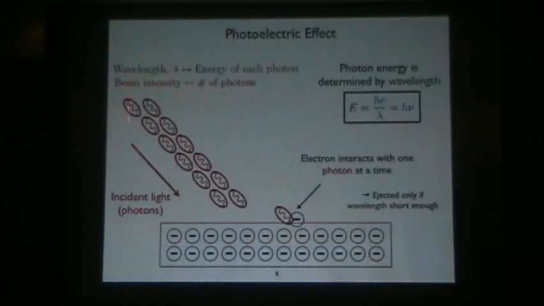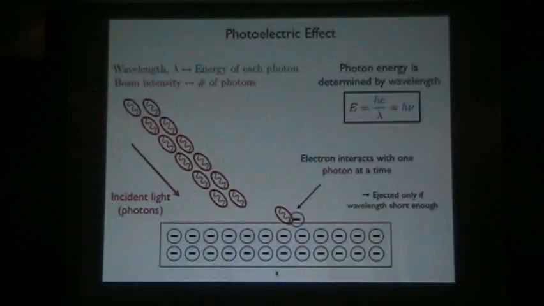Now, if I shine a high intensity beam on the metal, I'm shining many, many, many photons. And Einstein said, well, each electron is going to interact only with one photon at a time. And that individual photon will either have enough energy to kick it out of the metal, or it won't. And the question of whether it has enough energy to kick it out or not doesn't care whether there's 18 million more that also don't have enough energy to kick it out. So you can imagine if the wavelength is too large, so the energy of each photon is too small, it doesn't matter how intense the beam is, it doesn't matter how many photons you shine, you're not going to be able to knock any electrons out.